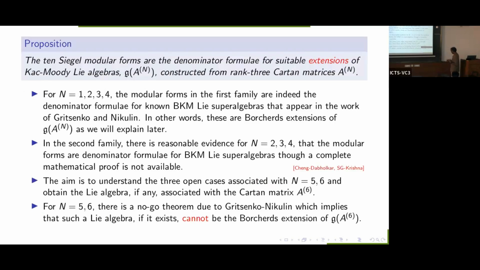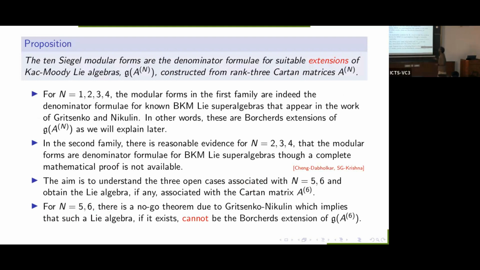So we have 10 Siegel modular forms, 5 from each family. The proposition is that these are denominator formulae, for some suitable extensions of Kac-Moody algebras; I'll explain all these things. For the CHL family, n is 2, 3, 4, 5, 6. And for the other one, it is 1, 2 to 6, skipping 5.